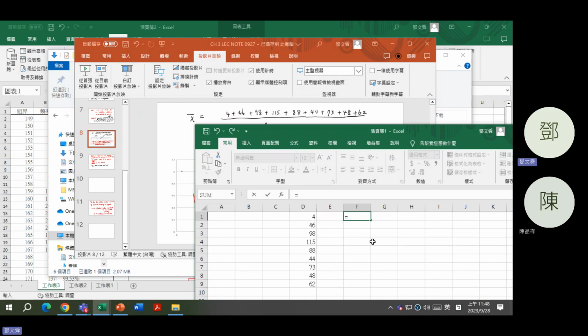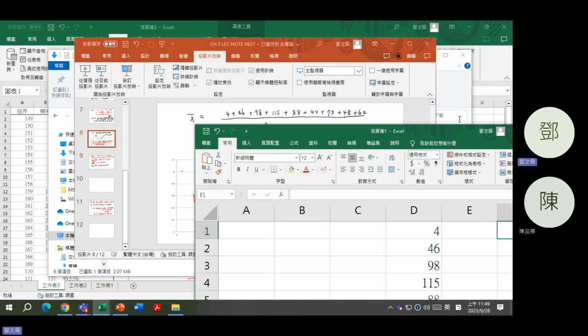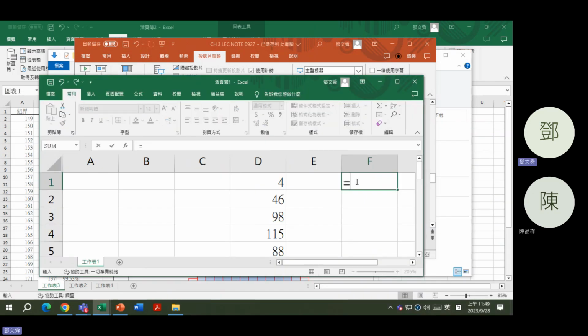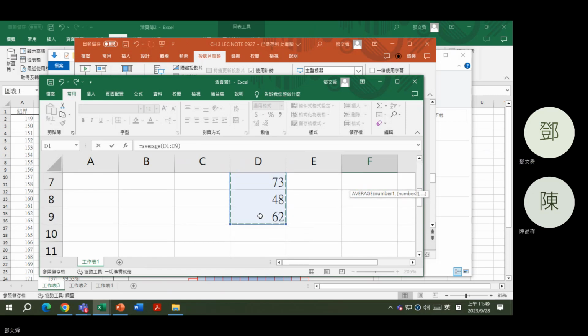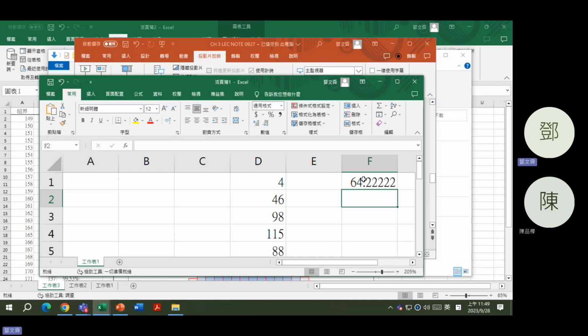If you wanted to calculate the average number, just use the equals sign here and AVERAGE. From where to where? From D1, this is the address, all the way to D9. That's 64.2, okay? And then I wanted to plot this.